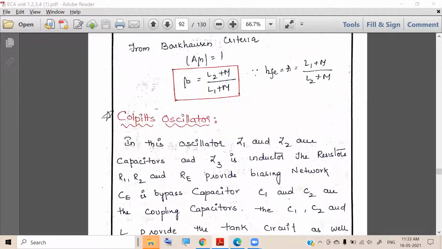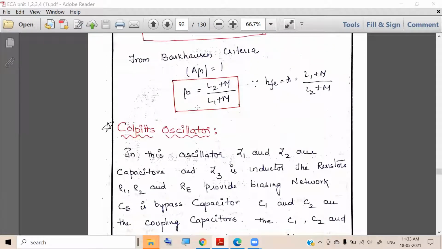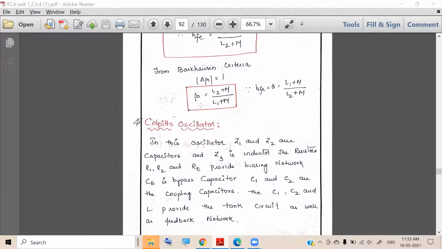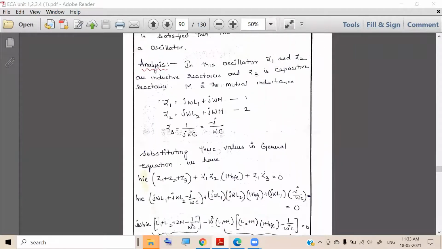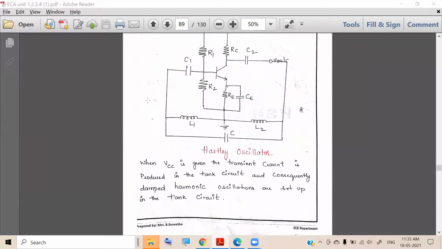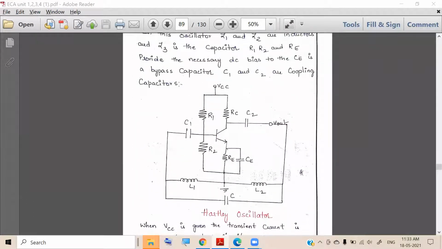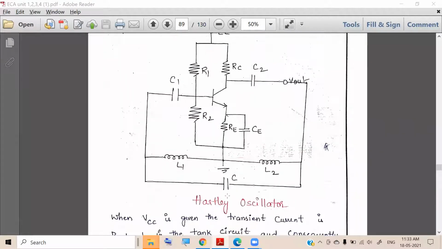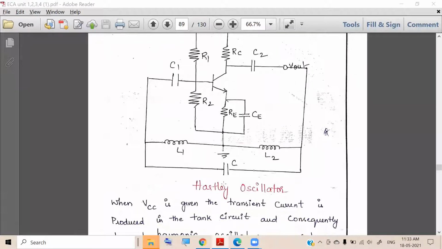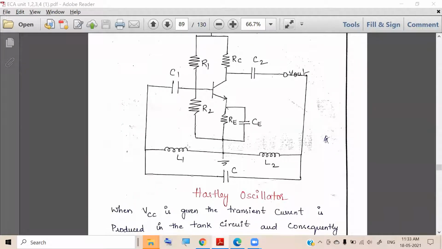Coming to the Hartley oscillator, in the name Hartley oscillator there is no C anywhere. Hartley, but L is there. So remember two inductors.